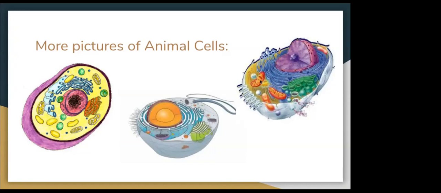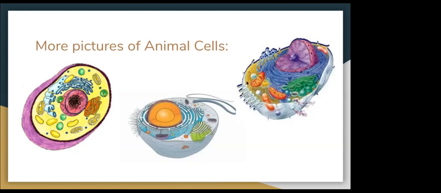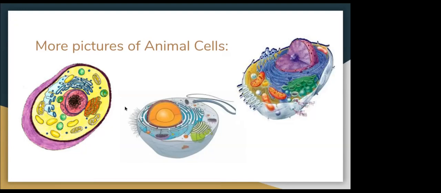They have the mitochondria, which convert the food into energy for the cell to use, and the vacuoles. Here you can see green vacuoles, here orange, here white. They're just little circles throughout the cell that are able to store waste, extra food, and water for the cells.